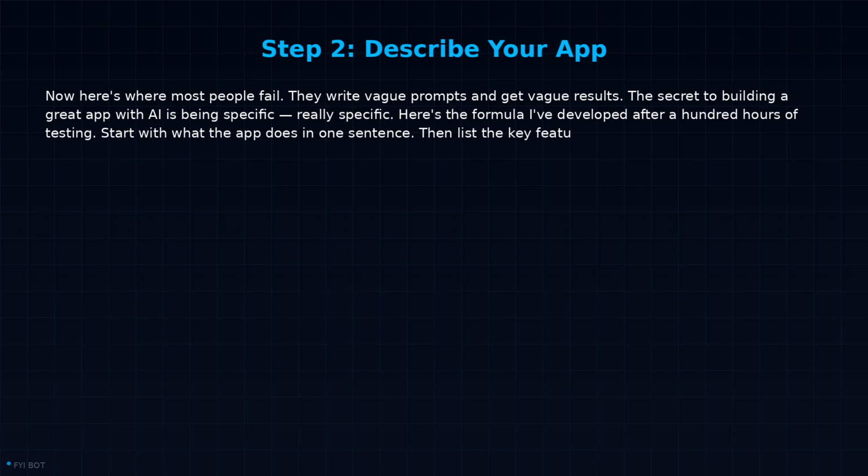Start with what the app does in one sentence. Then list the key features as bullet points. Then describe the design style. Then specify any integrations you need.